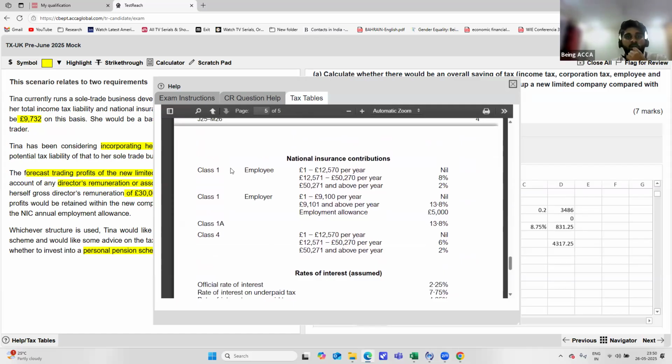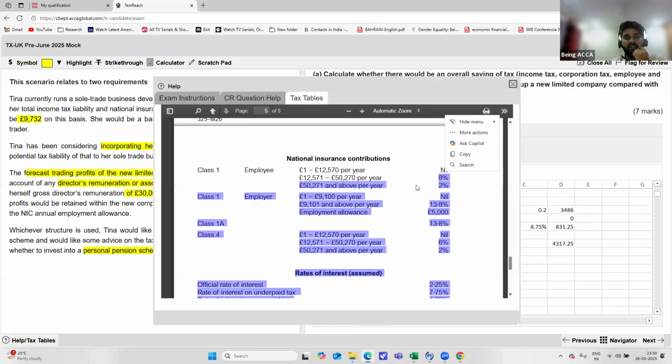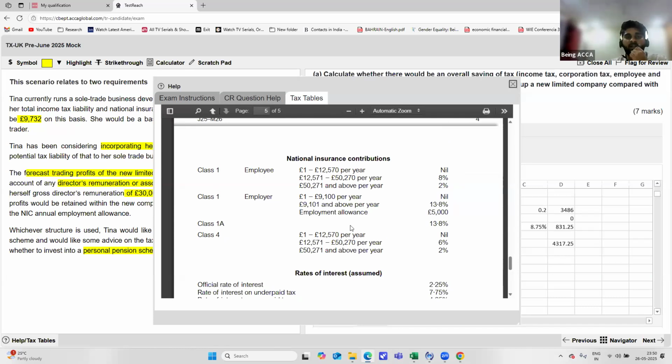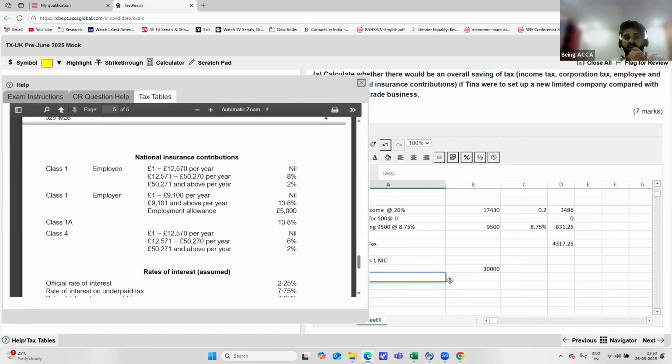Yes, if you can see, employee class 1 from 1 pound to 12,570, there is no NIC contribution that is necessary. And from 12,570 to 50,270, contributions would be at 8%. Because it's only 30,000, it will be sufficient with the 8% over here. And employer class 1 would be the first 1 to 9,100 at nil, and above 9,100 per year would be at 13.8%. Now let's take a look at it.